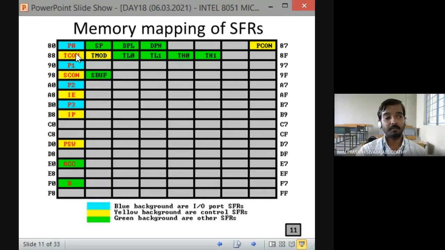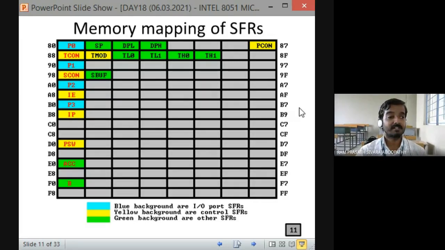To program the timer or counter, we have 6 registers: TCON, TMOD, TL0, TL1, TH0, TH1. To program the serial port, we have 2 registers, SCON and SBUF. To program the interrupts, we have 2 registers, IE and IP. To program the power saving hardware, we have 1 register, PCON. That's all about the registers associated with the IO.